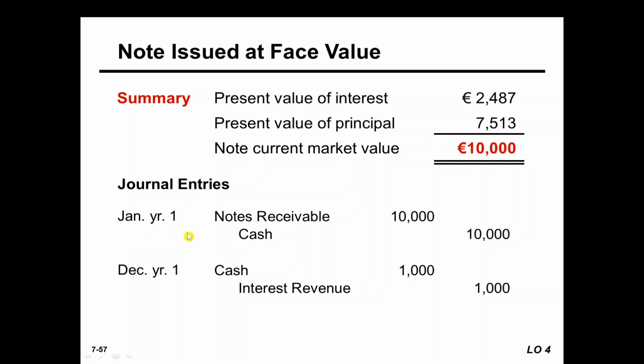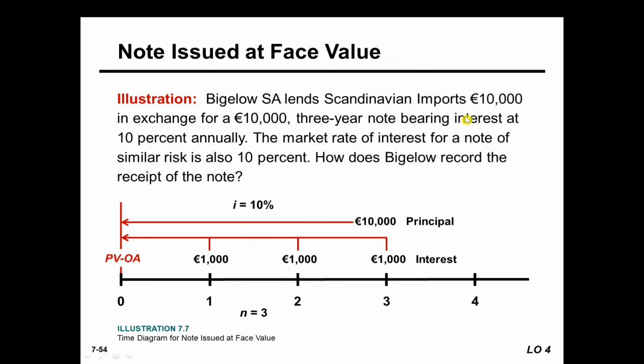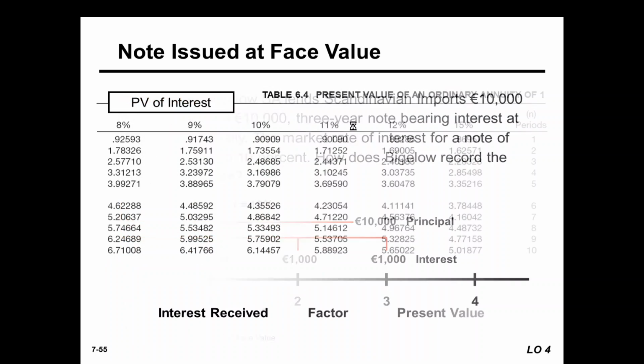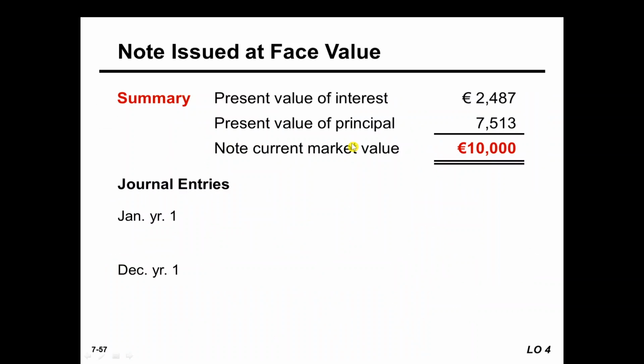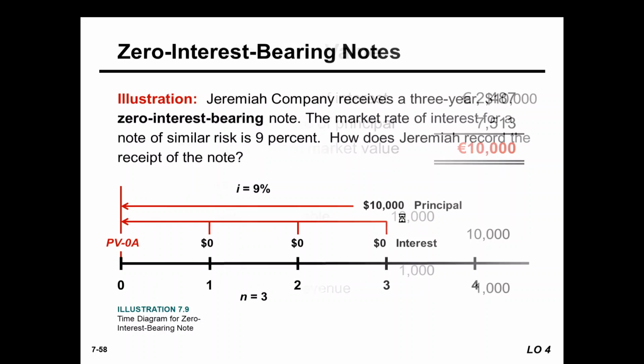So here on January 1, we record notes receivable and we pay some cash to the corporation. Here the corporation name was Scandinavian Imports. So Bigelow lends 10,000 euros to Scandinavian Imports, and the company records notes receivable of 10,000.